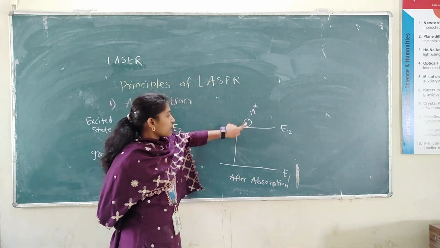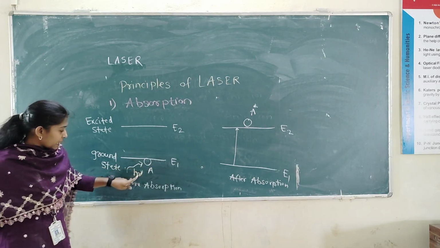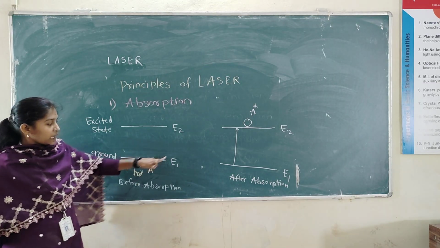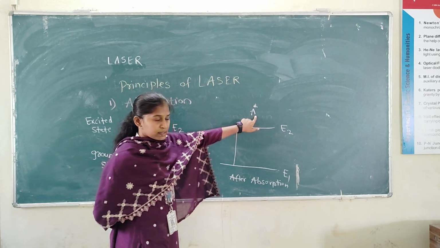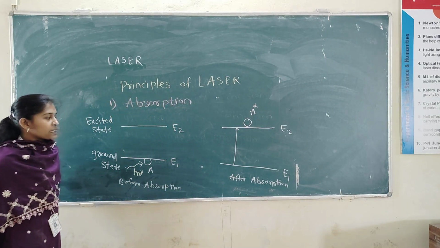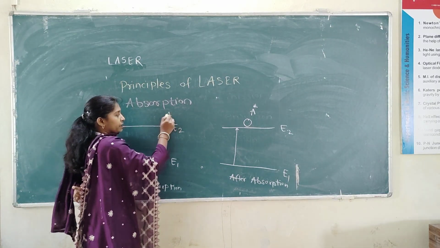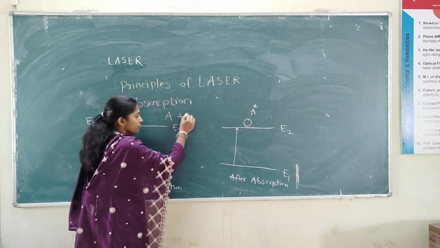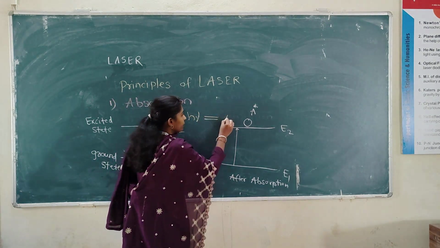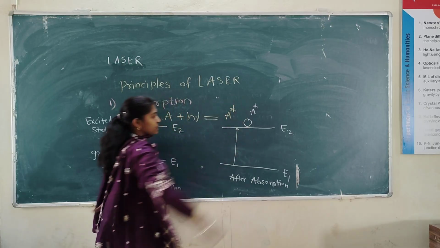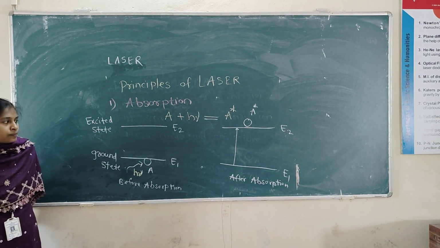This is represented as A star. Here A is the atom in the ground state which absorbs energy h mu, then it jumps to the excited state E2, that is A star. Mathematically, atom A in the ground state absorbs energy h mu of a photon, then jumps to the excited state A star. This is the absorption of laser.